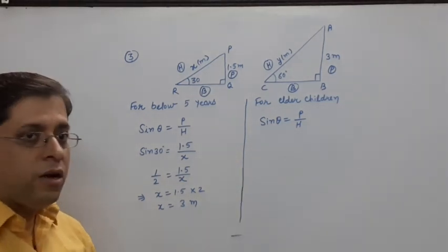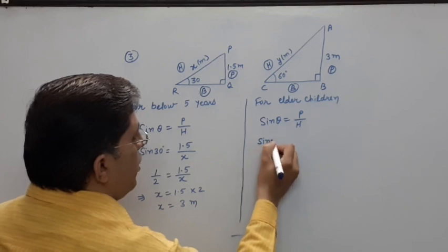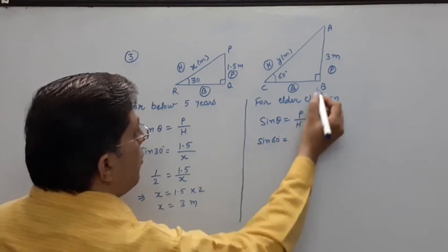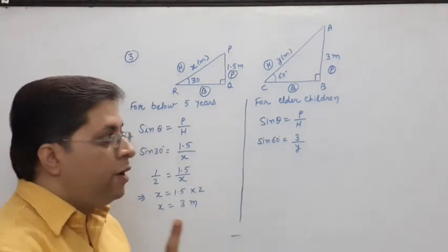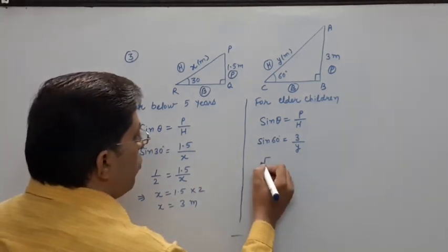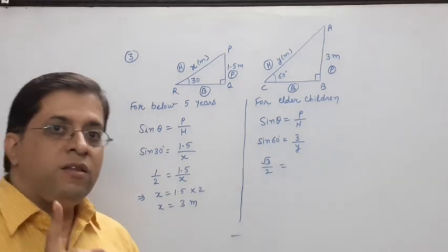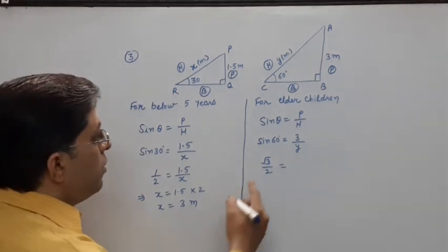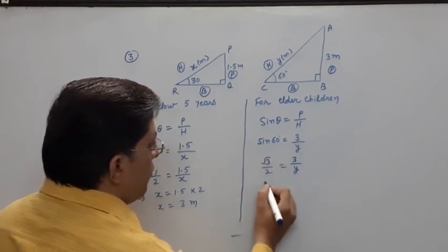For elder children, come here. Now in this one theta is 60°, perpendicular is 3, and hypotenuse is y. Clear? Now this is root 3 upon 2. What is root 3 upon 2? This is sine 60°. Here it is given to you 3 and here is y.